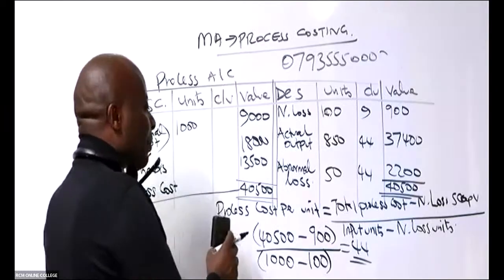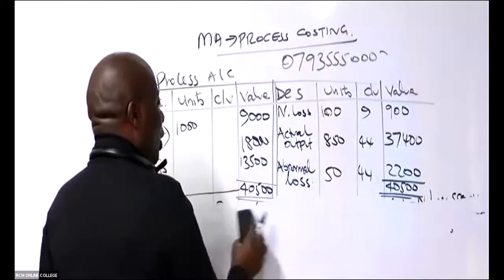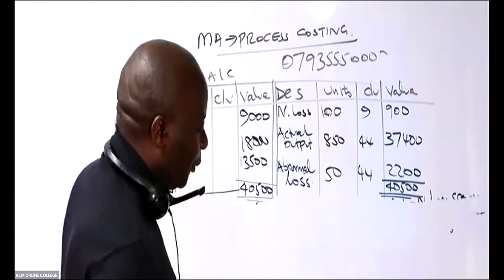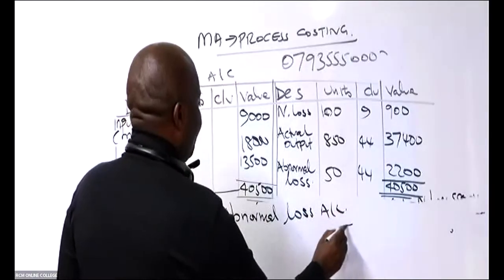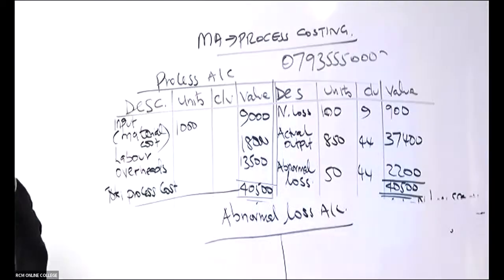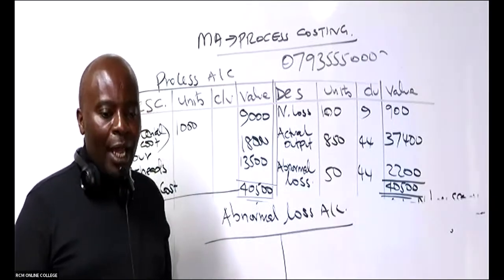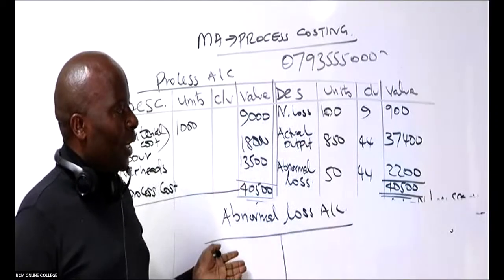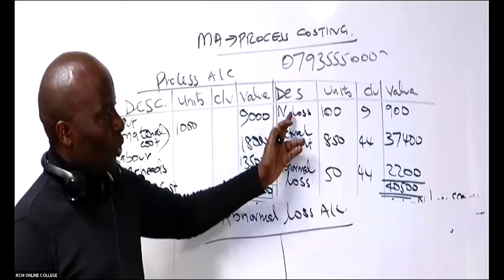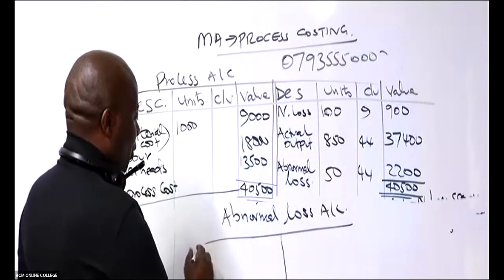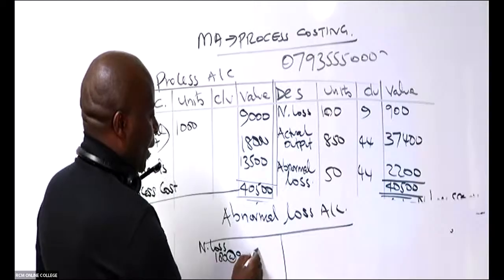And then please, the examiner will always ask you to do an abnormal loss account. This abnormal loss account is a very simple account. It's basically a losses account. You bring the normal loss here. Where the normal loss was credited, it will be debited here. So we have normal loss, 100 at 9, giving us 900.